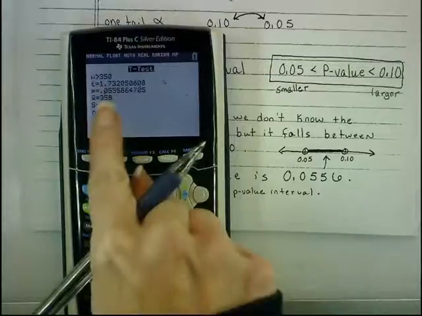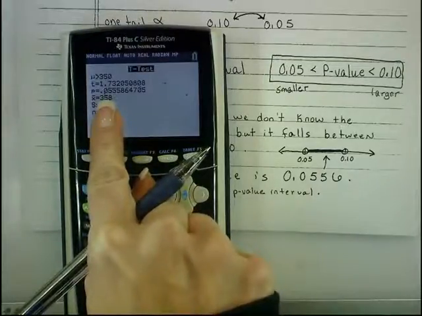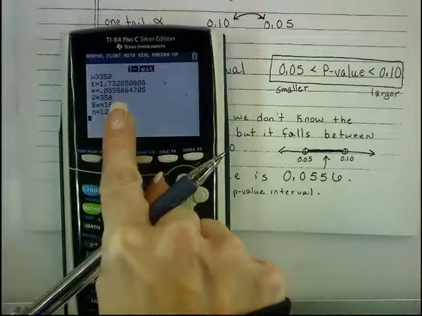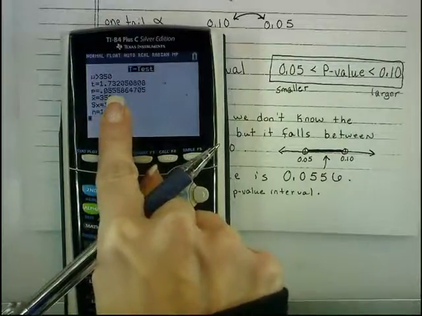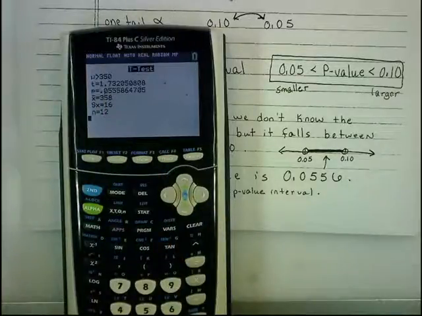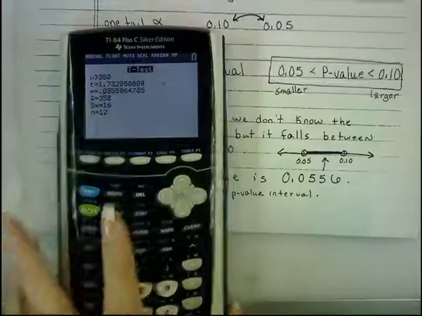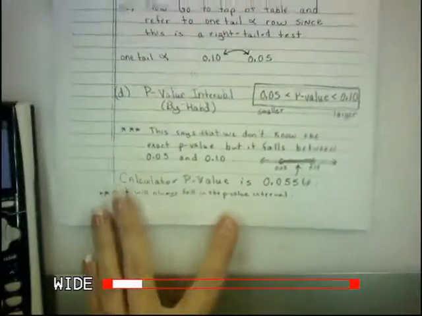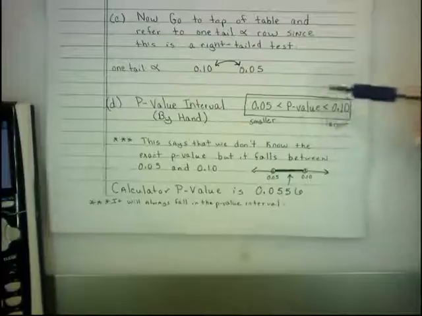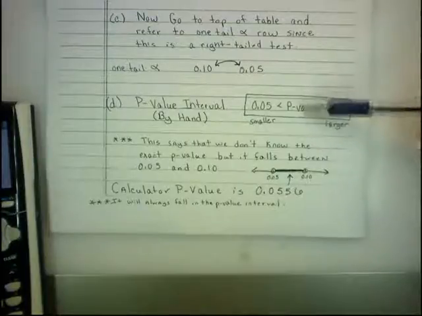And your p-value by hand is 0.0556 to 4 places accurately. And that p-value does fall in this interval. Now, I want to tell you something. The p-value is not money. It's actually a proportion or percentage.